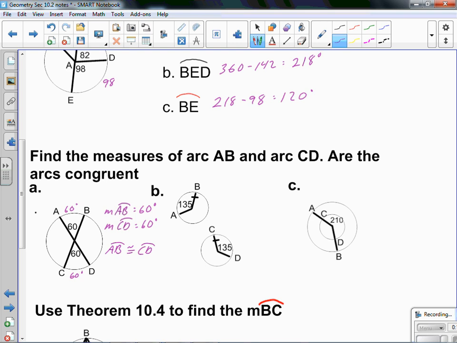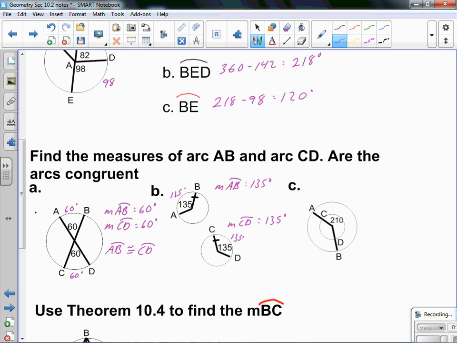All right, so then part B. We got the measure of AB here. It's going to equal 135. We have a central angle there, so the arc is the same as the central angle. Measure of CD, which is in a different circle, also has a central angle of 135 degrees. So would those two arcs be congruent?